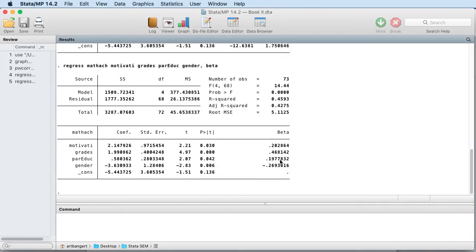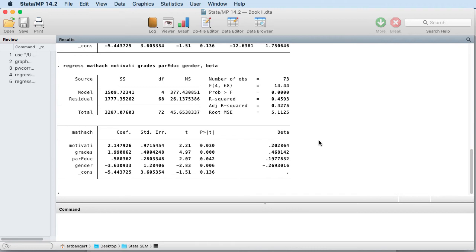And notice that now I have my standardized beta coefficients and I can compare these. So what we can say is that grades in high school certainly has the largest coefficient, followed by gender, followed by motivation, and then parents' education. So these can be compared. The unstandardized coefficients cannot.